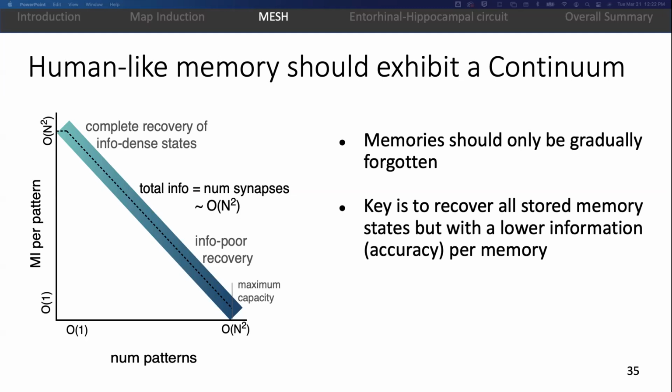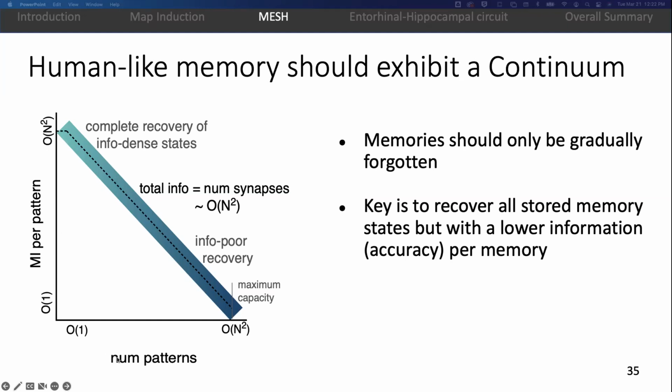So the conjecture is that human-like memory should exhibit a memory continuum. And what I mean by memory continuum is the smooth gradual degradation that I was talking about. So basically, the idea is that you should be able to store few memories in a model that you should be able to completely recover.